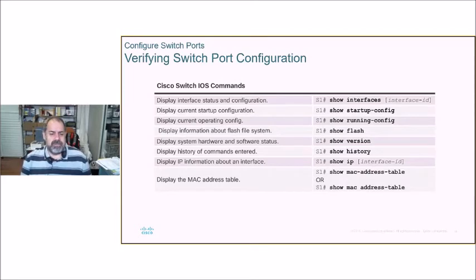Show flash is not going to give you a lot about a port configuration, but it will tell you what's installed in the flash file system. To display system hardware and software status, you can do show version. You can also do show history for what commands have been entered previously. You can do show ip to have a look at the IP information on the interfaces. And of course, it's a switch, so show mac address-table is how you see what MAC addresses are on which ports. It's the equivalent of the routing table on a router.